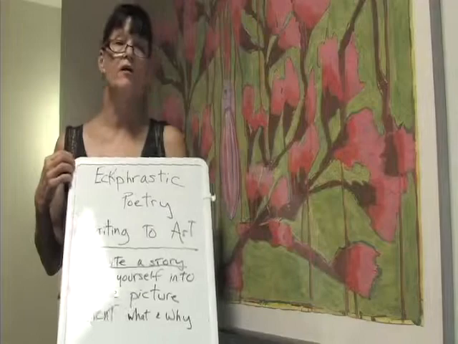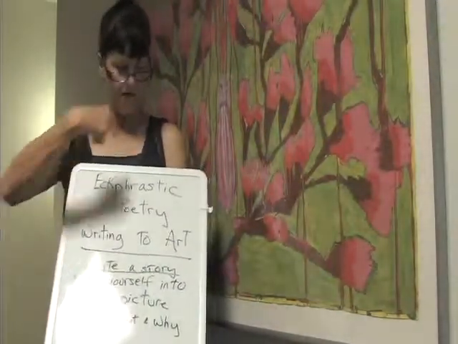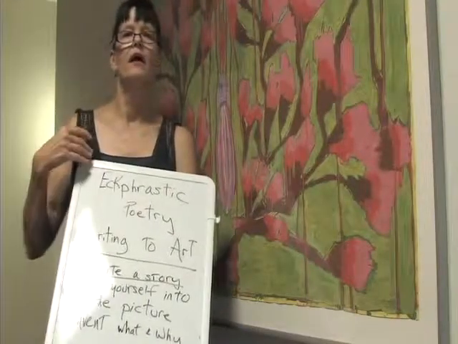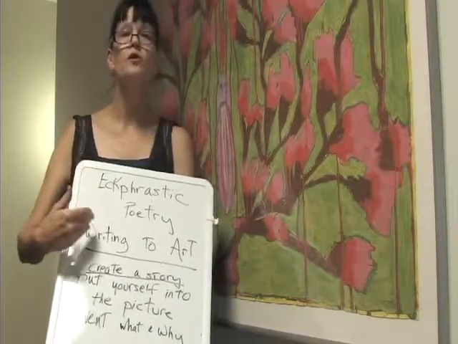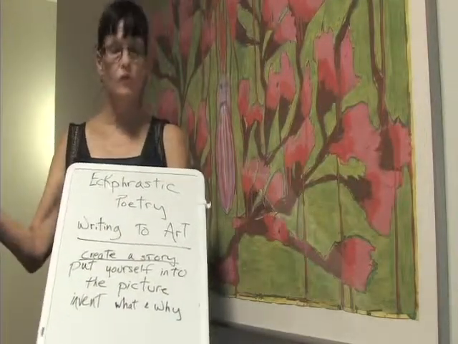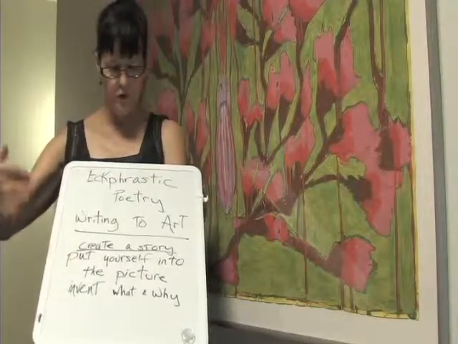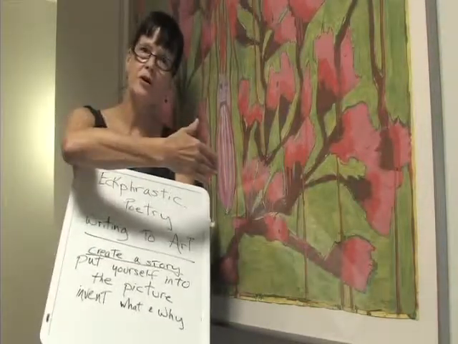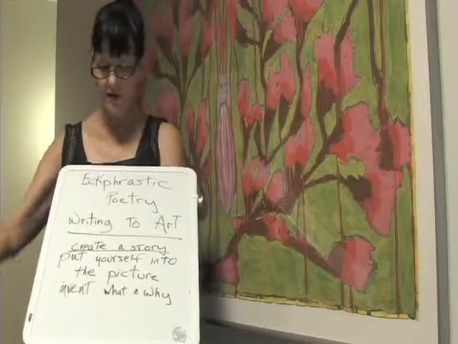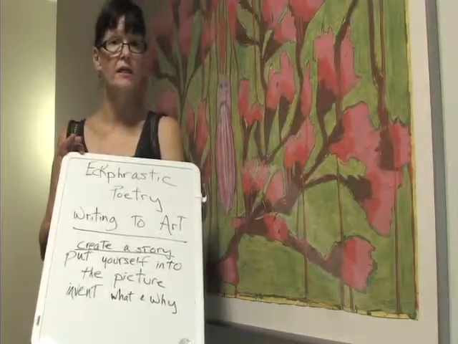A very unusual name for a form of writing poetry. It's called ekphrastic poetry. And in ekphrastic poetry, you are writing to art. So you find a painting or a drawing, and you create its story. You can put yourself inside the picture and talk about it, or you can also just invent the what and why and where of the painting.